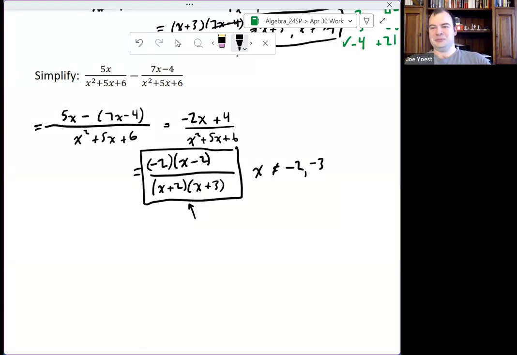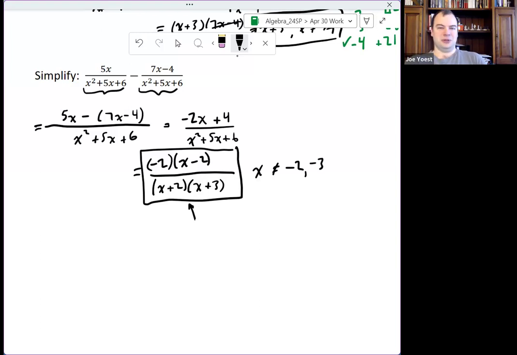But x not equal to negative 2 or negative 3 in the denominator here, that's the same restricted values that we see in the original expression. So we could explicitly state them, or if we didn't, they're implicitly stated through this expression here.